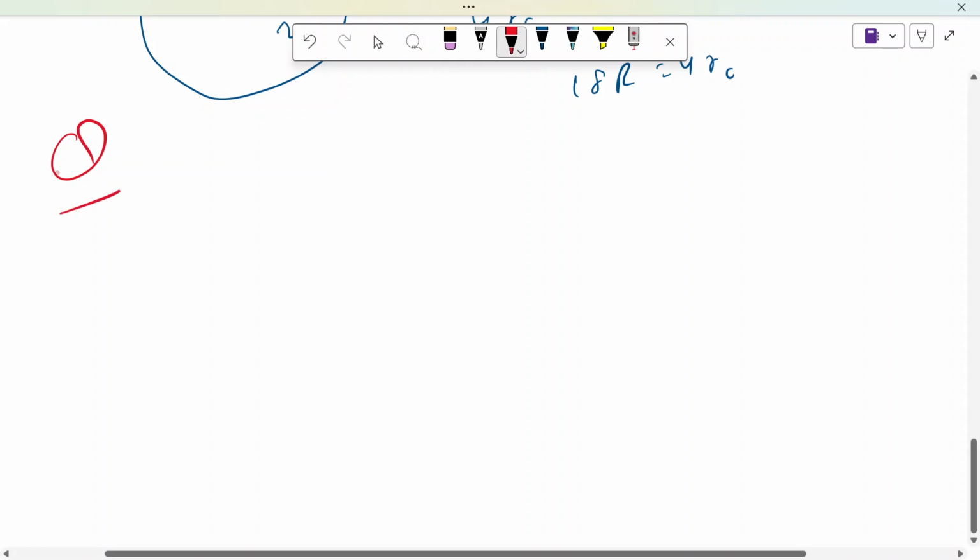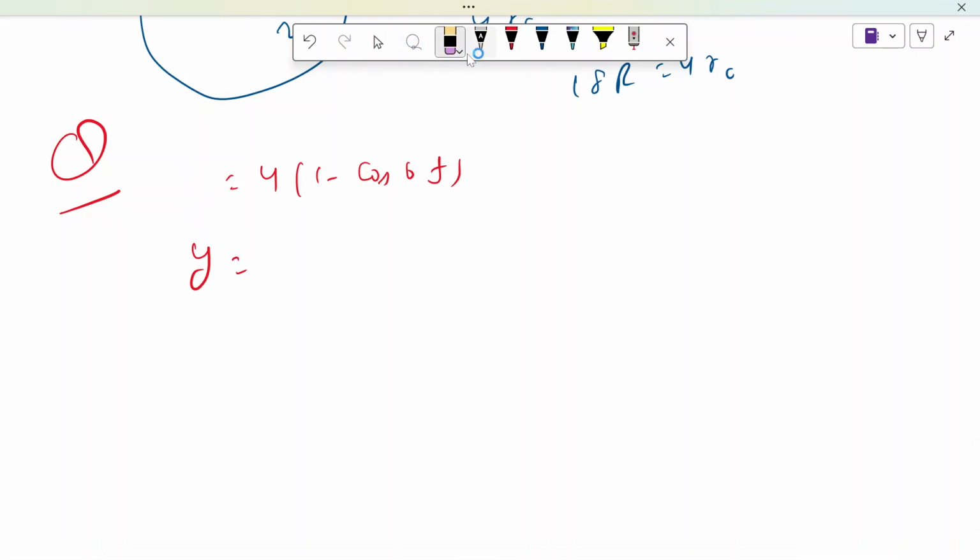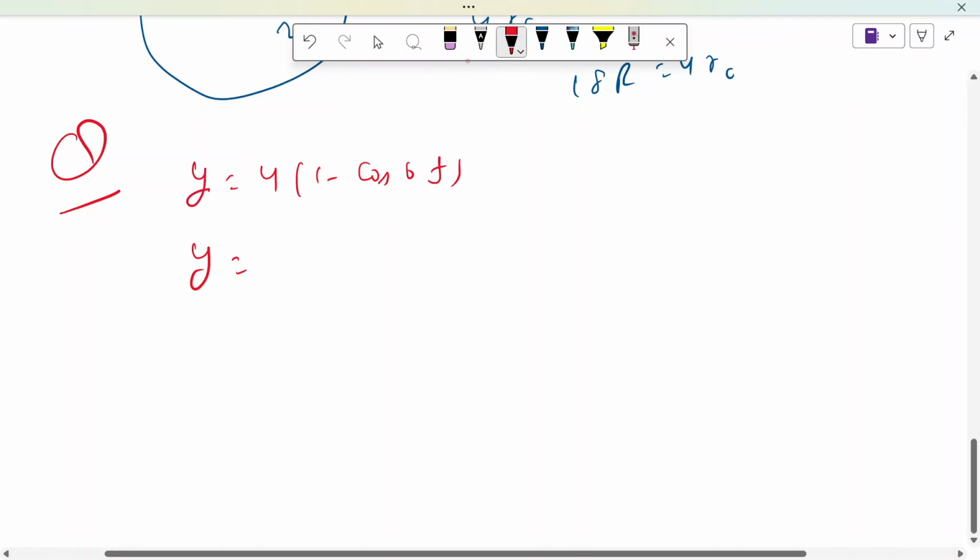Problem statement: a particle is moving in the xy plane according to the equations y is equal to 4 into 1 minus cos 6t and x equals 4 sin 6t. So what is the distance covered by the particle in 4 seconds? We have to calculate in 4 seconds, in fact.